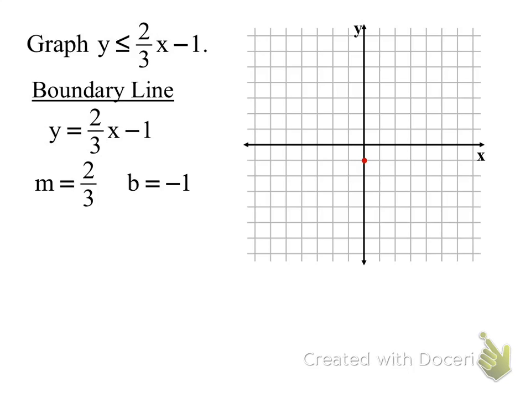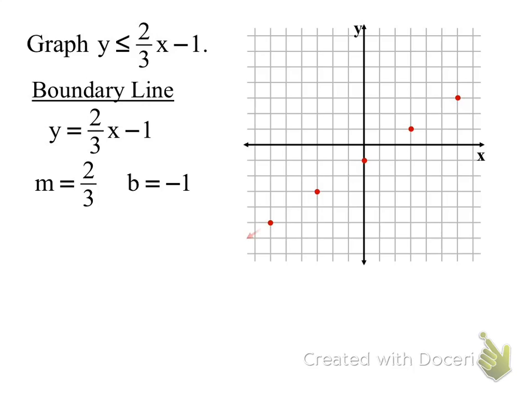Is this going to be solid or dashed? Rogelio. Why? Because it's less than or equal to. Okay, now the shading. We can pick a point or look right here. Here's my shortcut method. And both methods work.